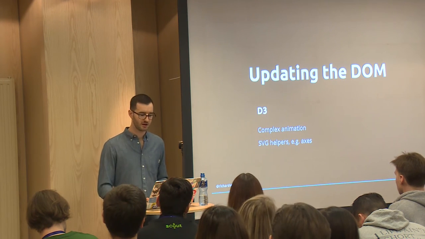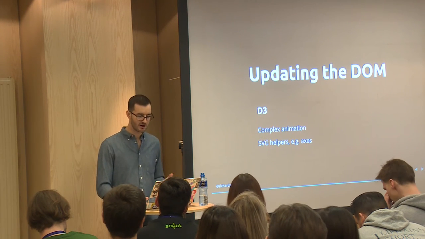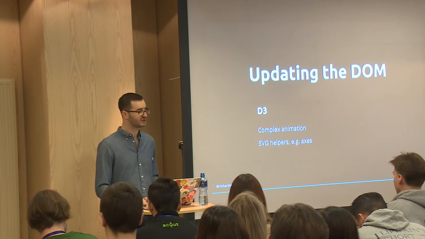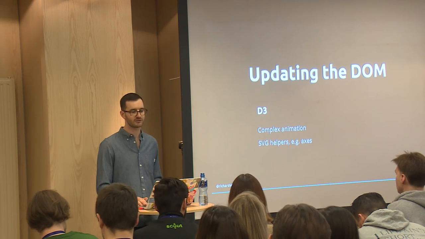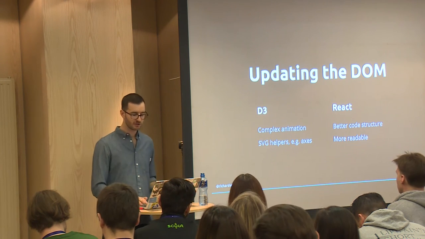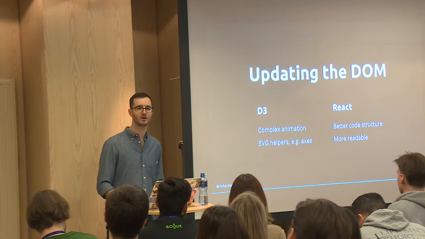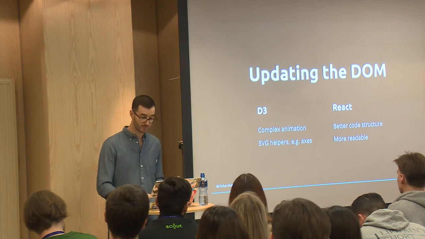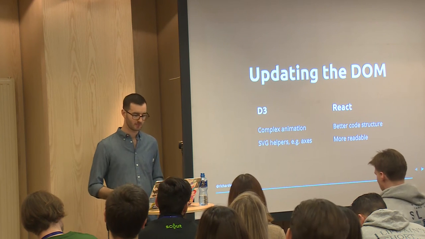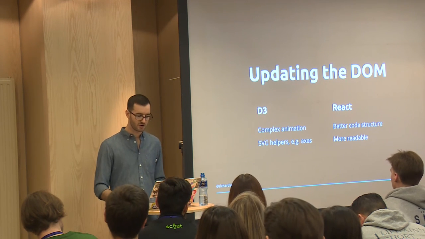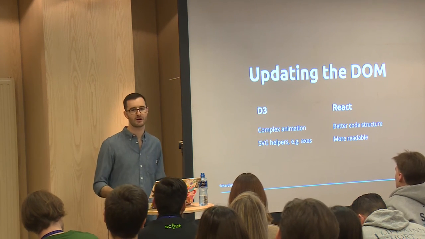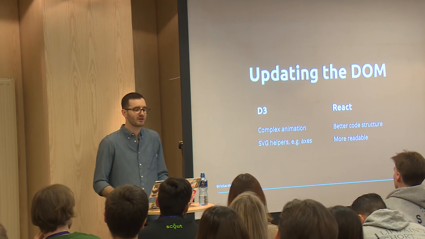Like, D3 is amazing at handling animations, as I said, and has some really useful SVG helpers for tricky things like axes. But D3 code tends to make your chart less structured by putting the whole chart in one document, in one component, which can lead to tight coupling between the individual parts. It's a bit less readable than React's declarative syntax. It's a pretty tough call.